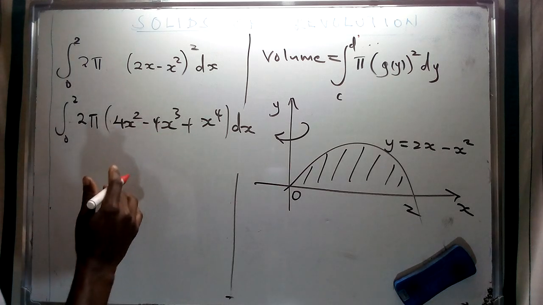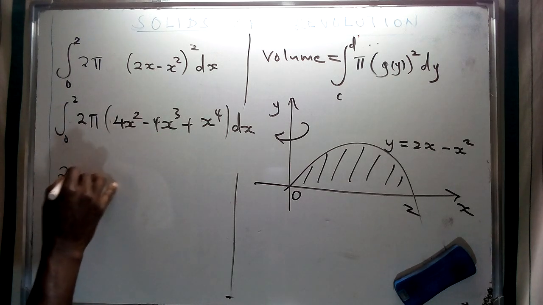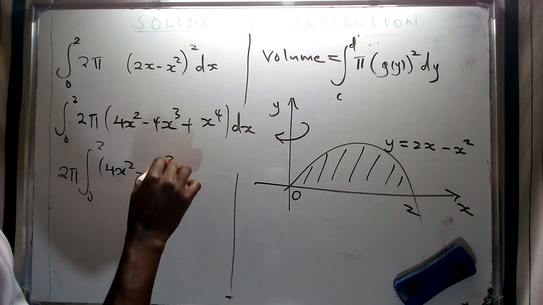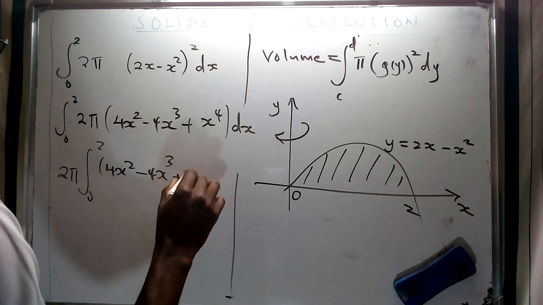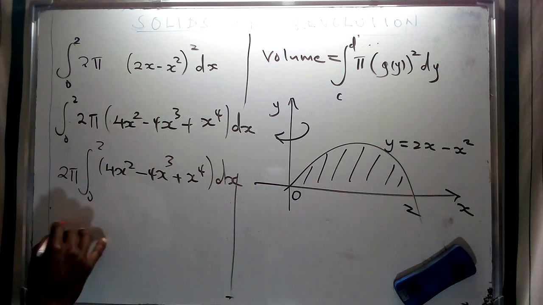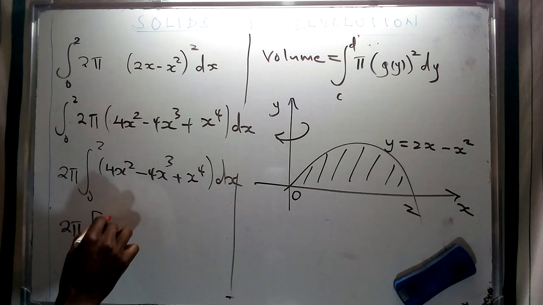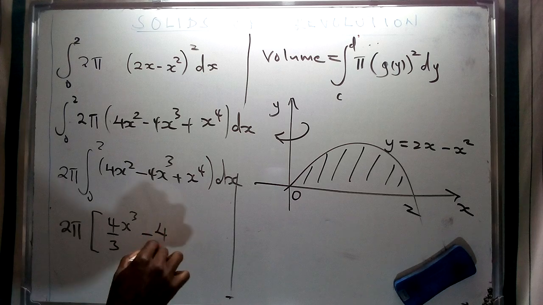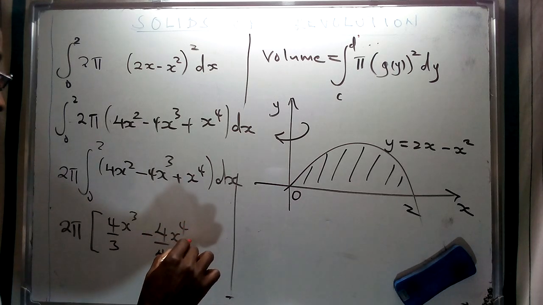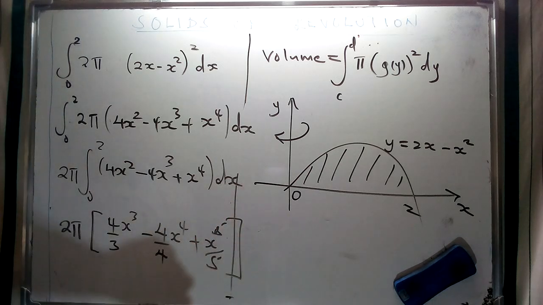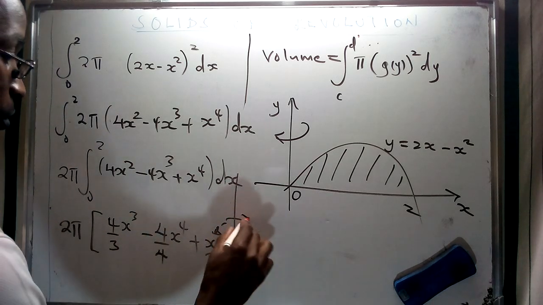So this is going to be given as such, and we're going to take this 2 pi out of this summation sign, and therefore we're going to have the integral over 4x squared minus 4x to power 3 plus x to power 4 dx. Therefore we do an integration over this. This is 2 pi, and then we have 4 over 3 x cubed minus 4 over 4 x to power 4, and then plus x to power 5 over 5 between the range of 0 and 2.